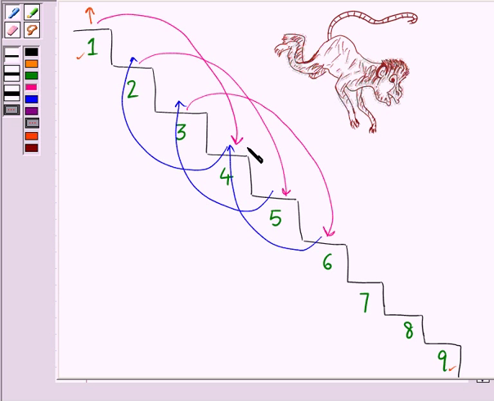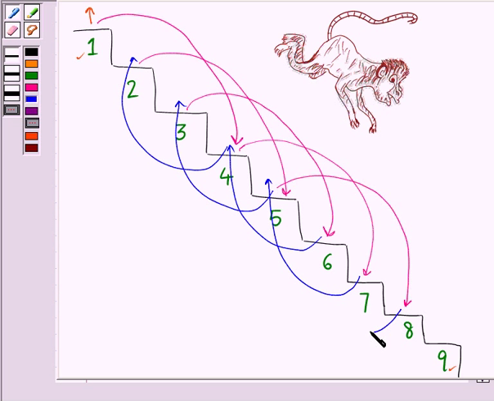Now from the fourth step, he jumps down three steps, so he reaches the seventh step. Now he again jumps back two steps up, so from the seventh step, he reaches the fifth step. Now from the fifth step, he jumps down three steps, so he reaches the eighth step. And from the eighth step, he jumps back two steps, so 8 minus 2, he reaches the 6th step. And now from the 6th step, he jumps down 3 steps, so he reaches the 9th step. Now the monkey finally reaches the 9th step.